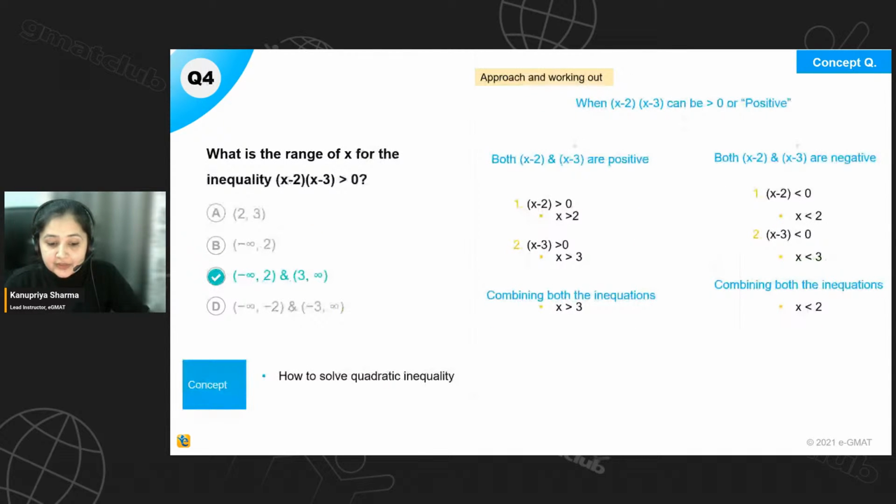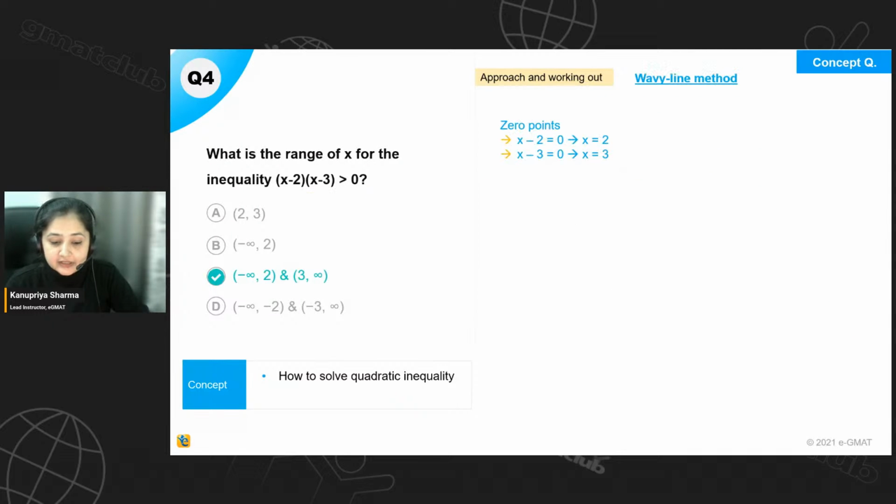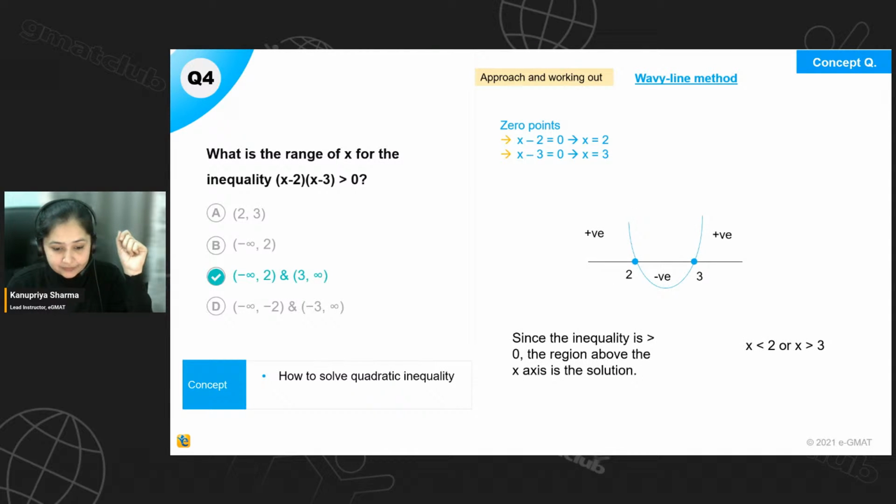Question number 4. So we have a logical inference here. When the product of two terms is greater than 0, it means either both are positive or both are negative. And when you solve both of these inequalities, you get this range of x. You can also solve it using the wavy curve method. So which method you use is not important. It's just that the method should be efficient for you. It should help you solve the question in the required amount of time.